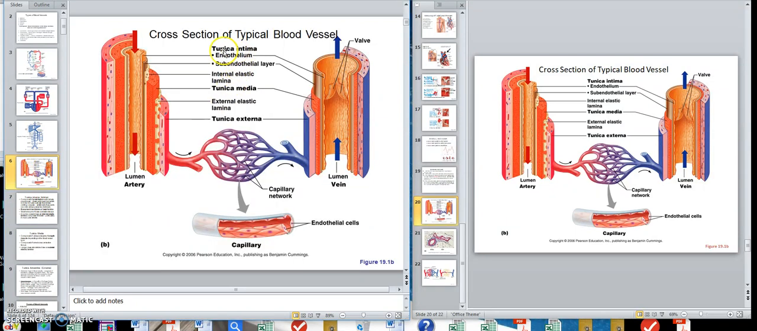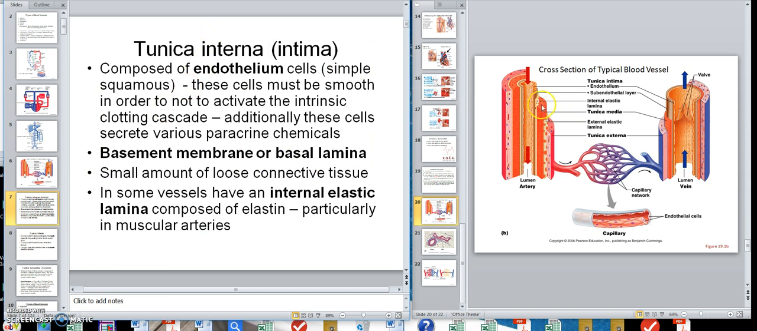These are called tunics. A tunica intima, a tunica media, and a tunica externa. So the blood vessel has tunics. Now this is a generic cross section of the blood vessel showing all the tunics. Depending on the blood vessel, you will not have all these tunics, but this is showing all of them. So let's go back. The tunica interna, which is the innermost, these cells, the first thing that you come across is the endothelium.